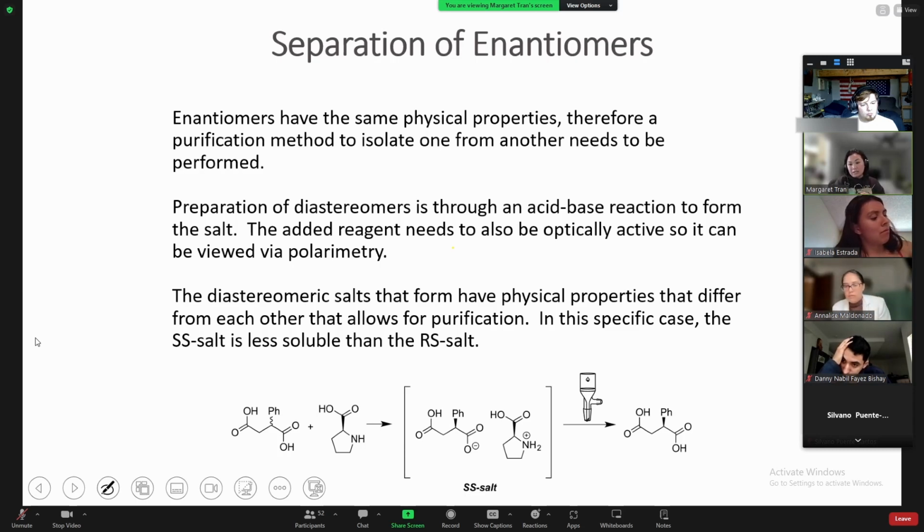Specifically for our experiment, we used that proline, right? That proline was added, it reacted, theoretically, with our racemic mixture, forming the SS salt and the RS salt, okay? The SS salt was less soluble, therefore it precipitated out. The RS salt should have stayed in solution, okay? So we use solubility differences of these two salts in order to separate them out.